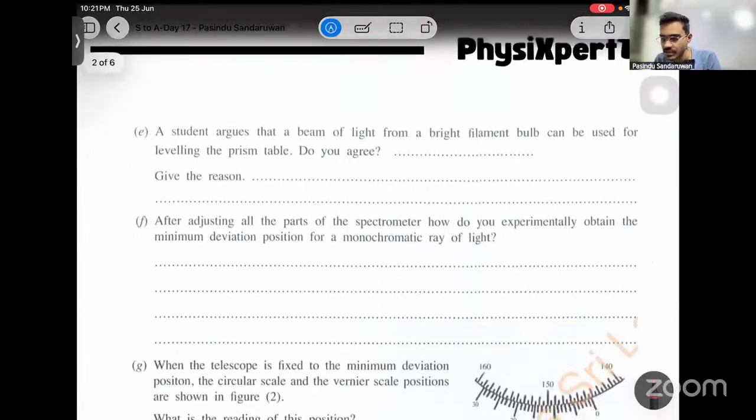Next, a student argues that a beam of light from a bright filament bulb can be used for leveling the prism table. Do you agree? A beam of light from a filament bulb. Yes, possible. What's the reason?